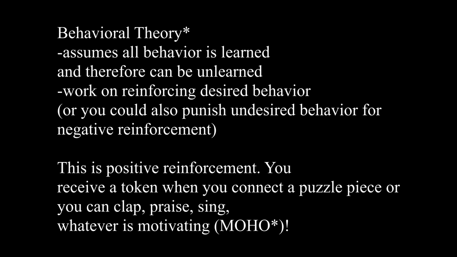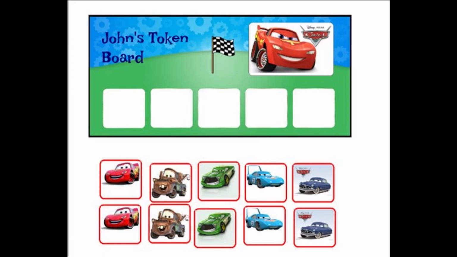So I have several token boards, and some of them have cars on them, some of them have characters that children really like, Frozen or Sesame Street. And these are really motivating for the child because they want to keep earning those tokens as they continue to do work. So that's a great example of positive reinforcement using the behavioral theory. If you earn rewards or tokens along the way as you connect more pieces. And the fact that we are personalizing them to the child's interest is also utilizing the MOHO model as well, since that is a motivation and interest of the child.